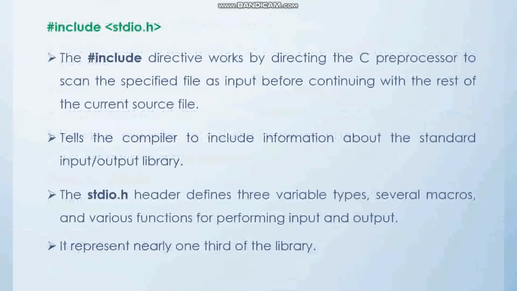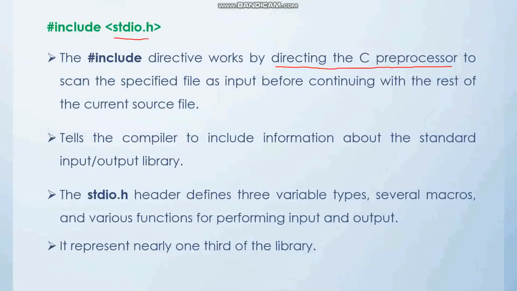So now we will start with the first line, hash include. The hash include directive works by directing the C preprocessor to scan the specified file as input before continuing with the rest of the current source file. So in this statement, which file is given? Standard input output header file.